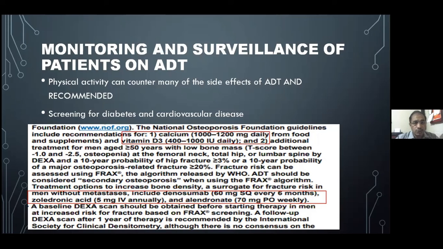Physical activity should be encouraged in these patients because they do have a predilection to develop diabetes and cardiovascular disease, and we should be careful about this situation. Sometimes supplementation with calcium and denosumab may be important in these patients to prevent osteoporosis.